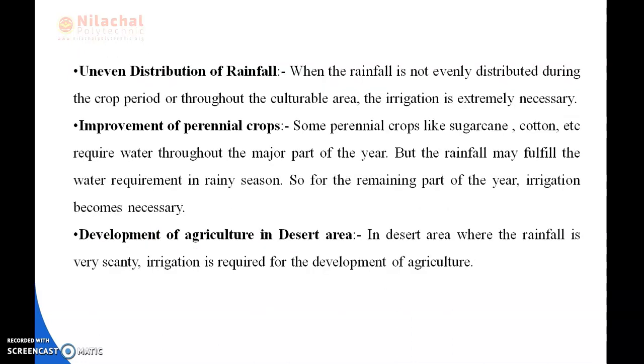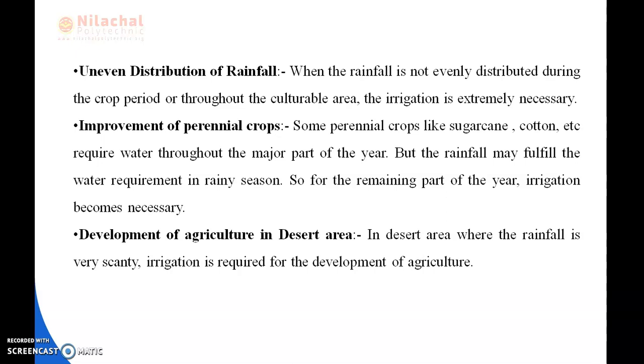Next, uneven distribution of rainfall. When the rainfall is not evenly distributed during the crop period or throughout the cultivable area, then irrigation is extremely necessary. Next, we will be reading about improvement of perennial crops.